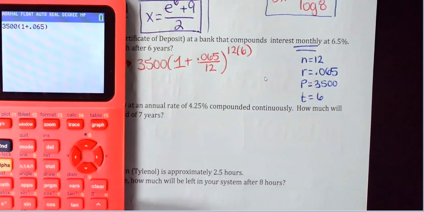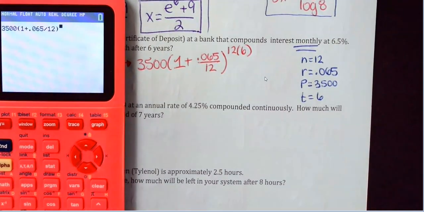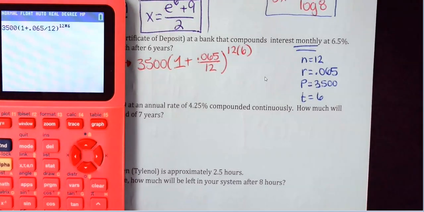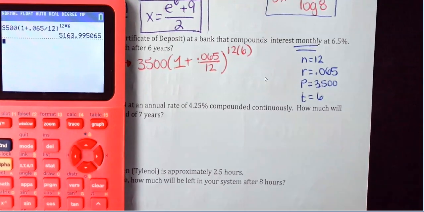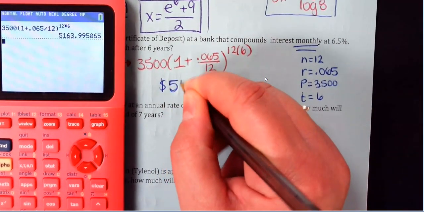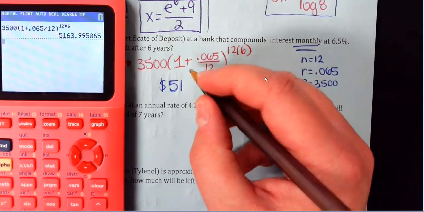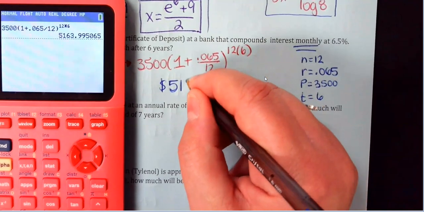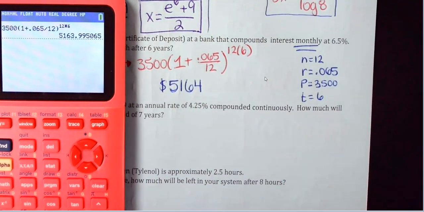If you have an 83, when you do the exponent, just put parentheses around it. If you have an 84, you can see that I'm doing the 12 times 6 all in the exponent. But if you have an 83, just put parentheses around it. And then this will tell you the amount after 6 years. Because it's money, I'm going to round up to the next dollar. So $5,164 even.